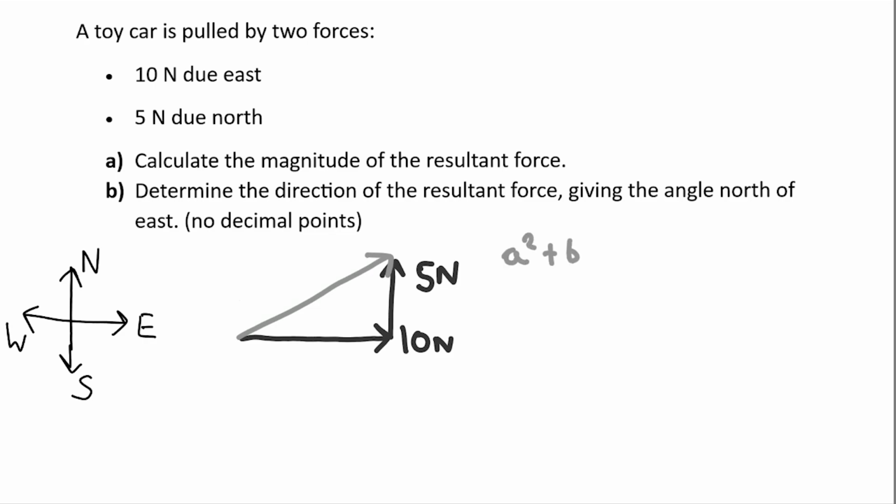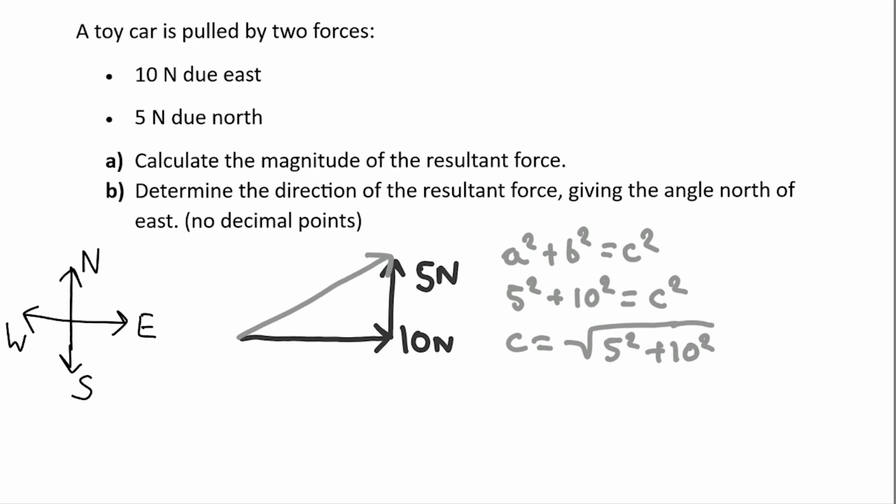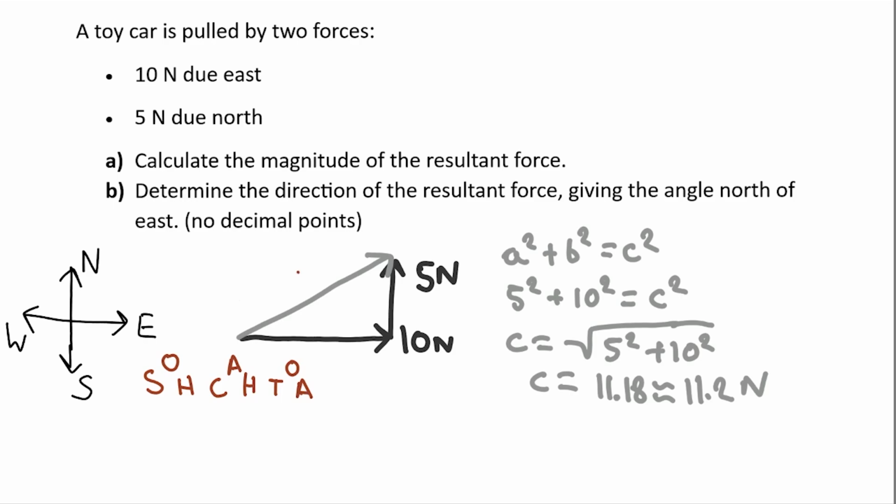Substituting our values into a rearranged a squared plus b squared equals c squared equation gives us a value of 11.2 newtons. And now all the sides of our triangle have been calculated, we can use trigonometry to find the angle of our force. SOHCAHTOA can be used to remember what function will be needed by labeling our triangle. Hypotenuse is the longest side, adjacent is the side next to both our right angle and angle we are trying to calculate, and opposite is our remaining side.